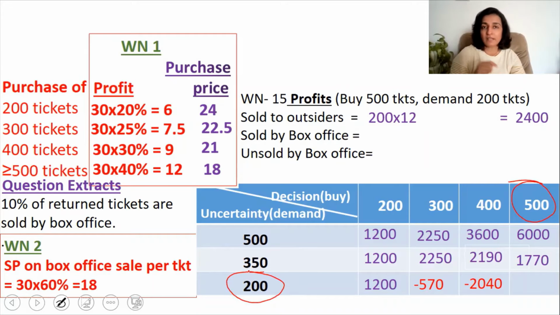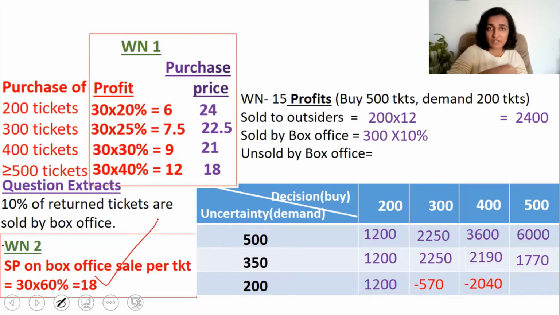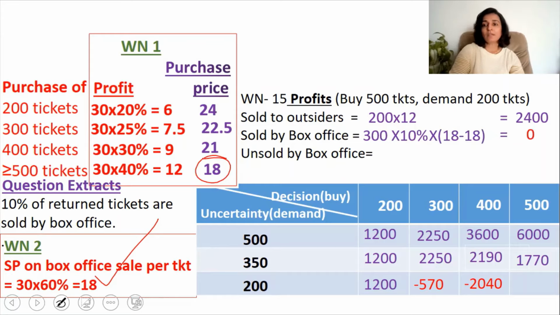He sold 200 tickets. Unsold quantity is 300 tickets, out of which 10% the box office is able to sell. So into 10%, and what is the profit? It is $18, which is the selling price received from the box office, minus the cost price, that is again $18. So 18 minus 18, you get 0.